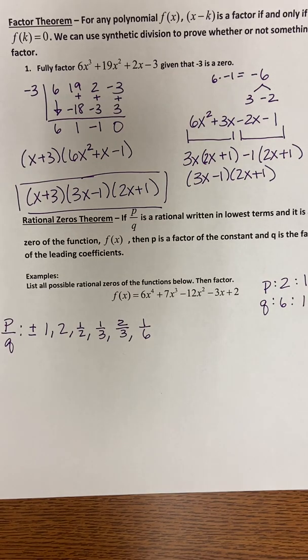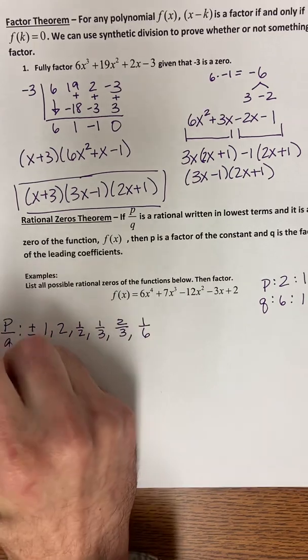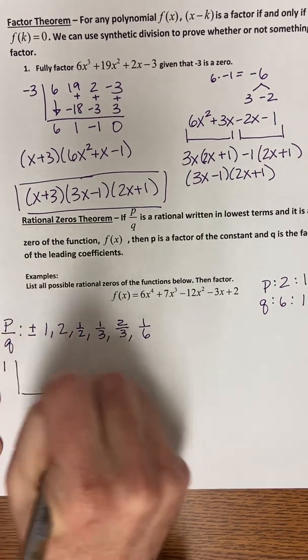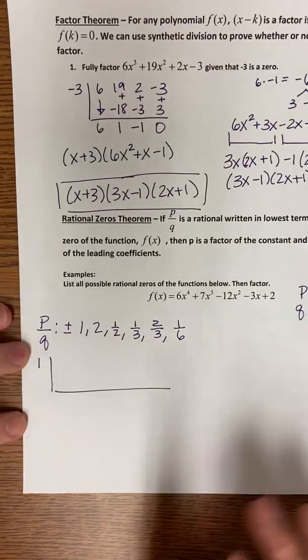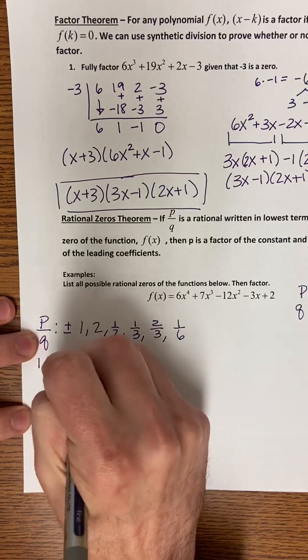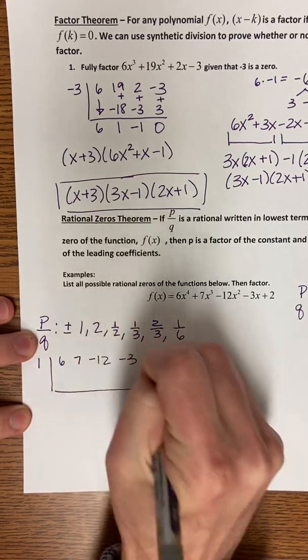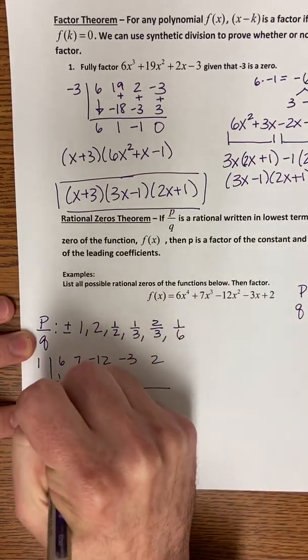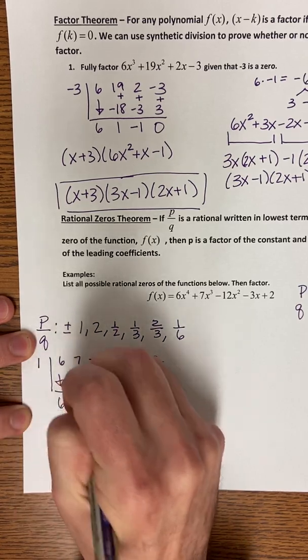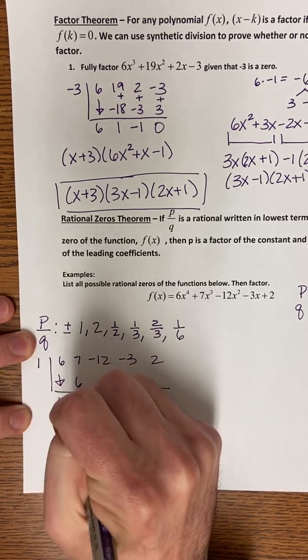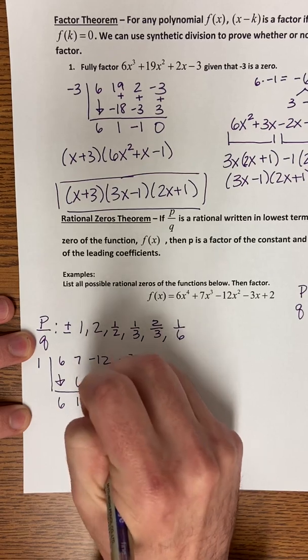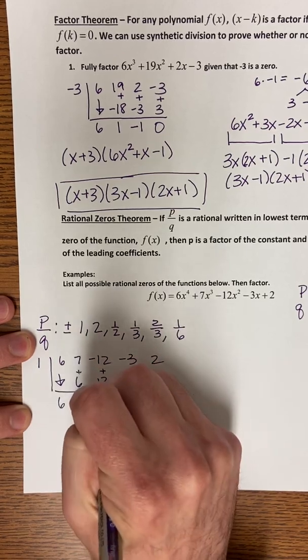From the looks of it, I think we can go ahead and try 1 just to see if it will work. We'll put 1 on the outside. Put the coefficients on the inside, 6, 7, -12, -3, and 2. 6 comes down. 6 times 1 is 6. 7 plus 6 is 13. 13 times 1 is 13. You add going down, get 1.